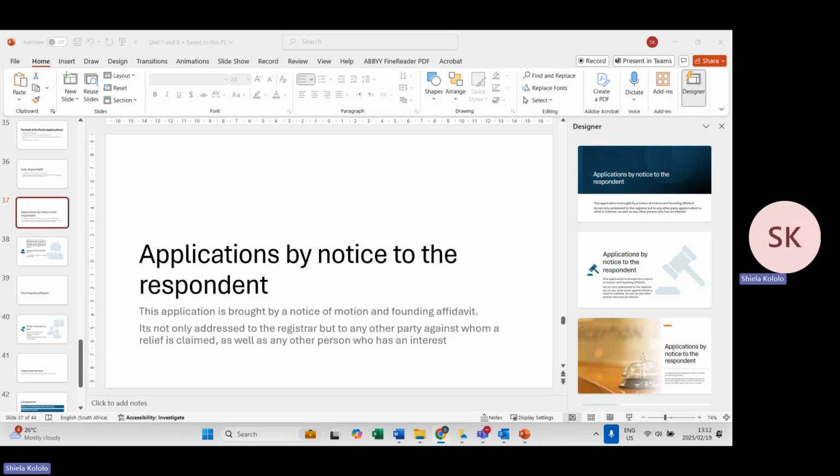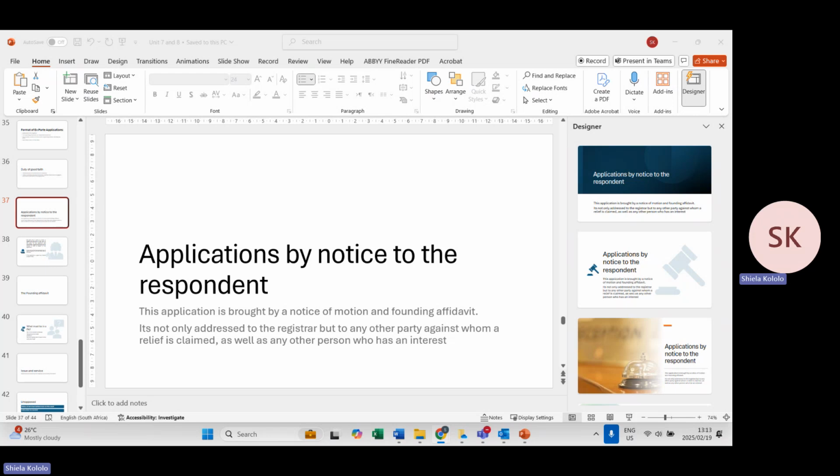They're basically just explaining the different types of applications, but the real work is in you learning how to draft. So remember the last video we had ex parte applications. These are applications where you, as the person making the application, are the only one that has an interest in the matter, and you only serve notice to the registrar and no one else.